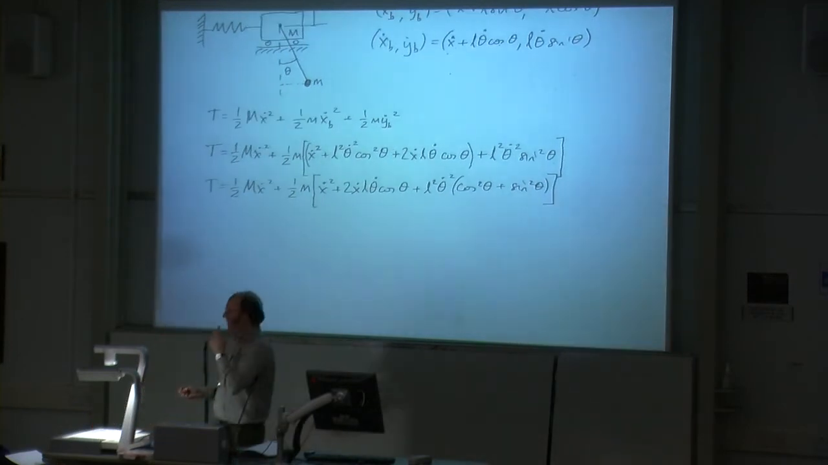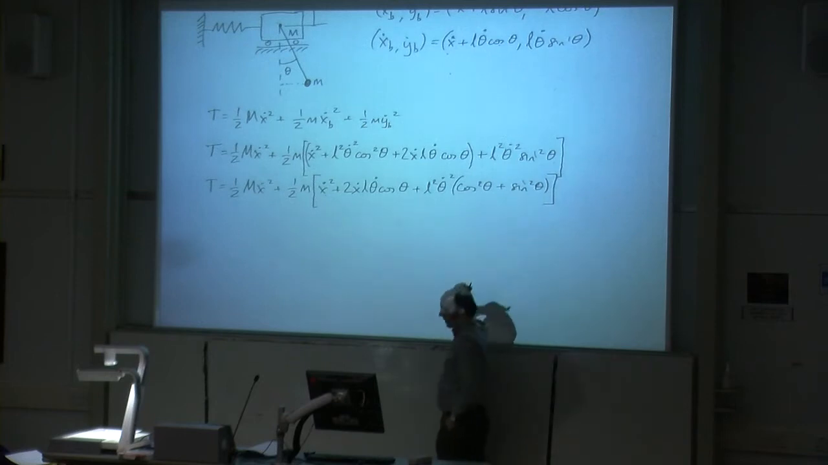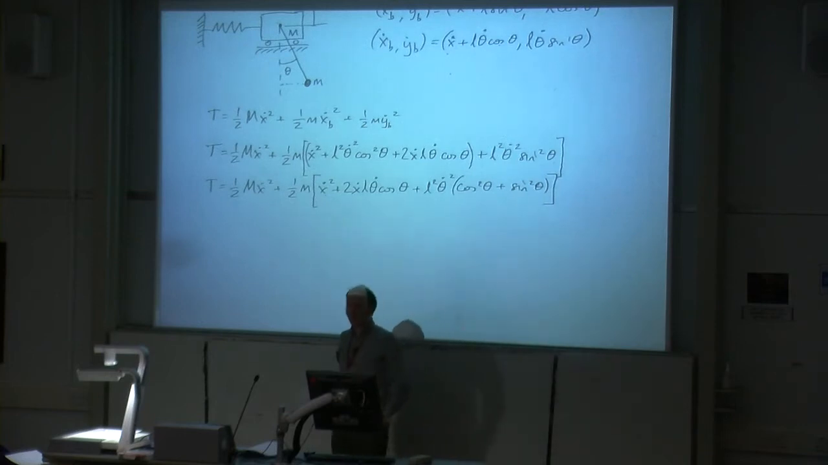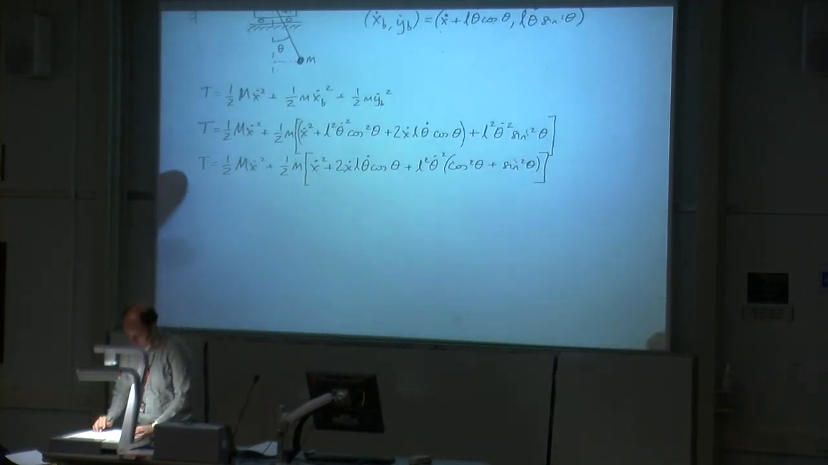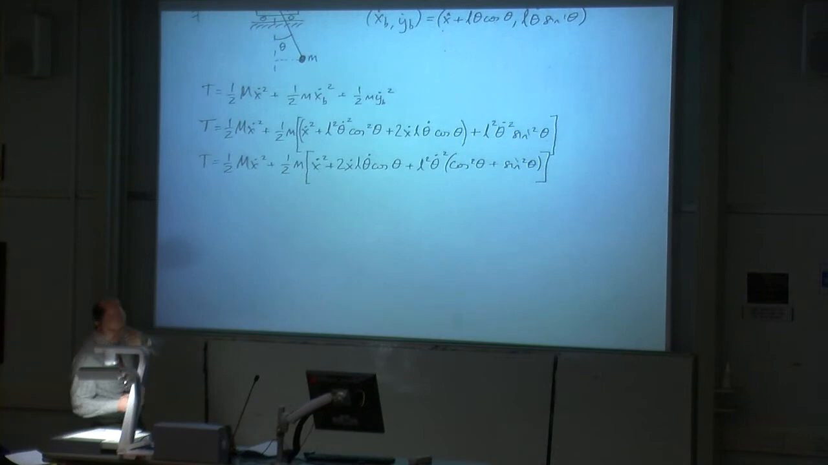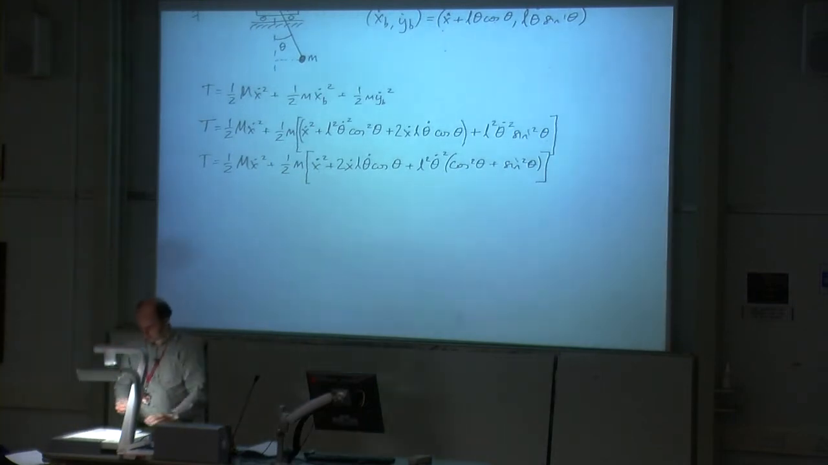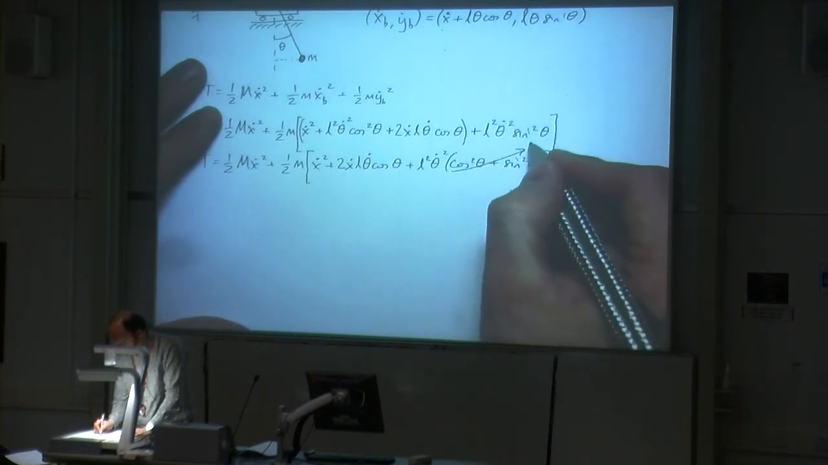So I've just rewritten it, grouping things together, and I've grouped together cosine squared plus sine squared. Why have I done that? This line is just rewriting the previous line, but I've grouped together cosine squared and sine squared. And the reason I've done that, obviously, is this value is 1.